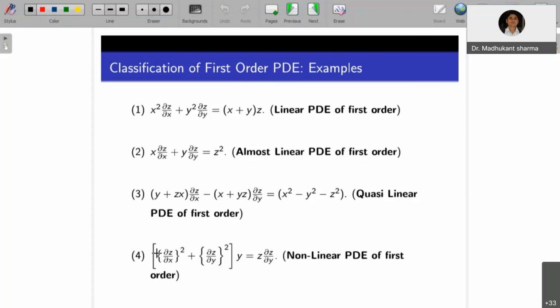And this is an example of a non-linear PDE, because it's not linear in P itself, since P square is there, or Q square is there, or P into Q is there. So it's a non-linear PDE of first order.